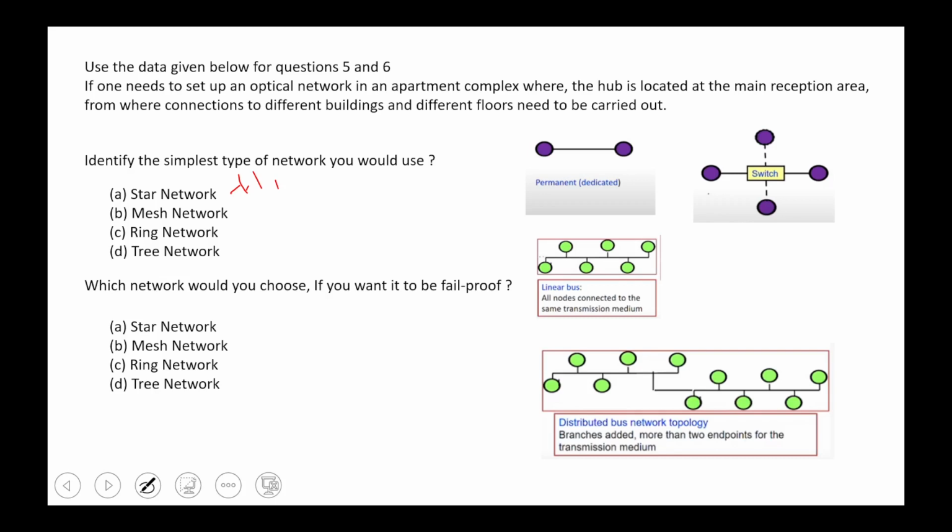So in a ring network, all the connecting devices are connected in the form of a ring, just like the first device is connected to the other device in the form of a ring. If one device fails, then all the communication will shut down in the case of a ring network. So what happened in that case?